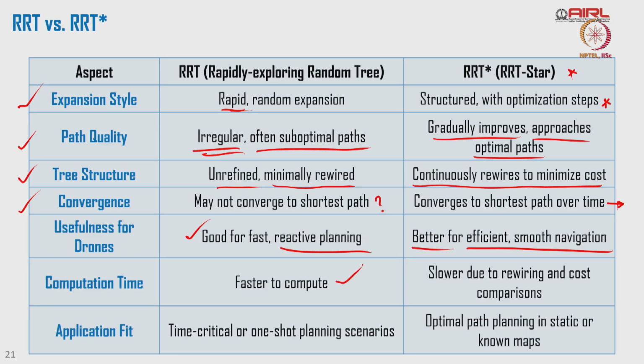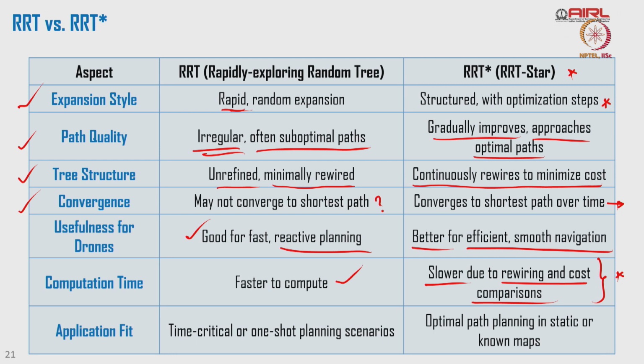Okay. Computational time: RRT is faster to compute. However, here of course RRT star is slower due to rewiring and cost components. So, since the optimization part is also being played in RRT star, we can clearly understand from this particular feature that the computational time will be a little bit more compared to RRT. Okay. So, for RRT star we have to be careful about how fast it is giving the path, whether it is feasible for real time implementation or not, that we have to check, right.